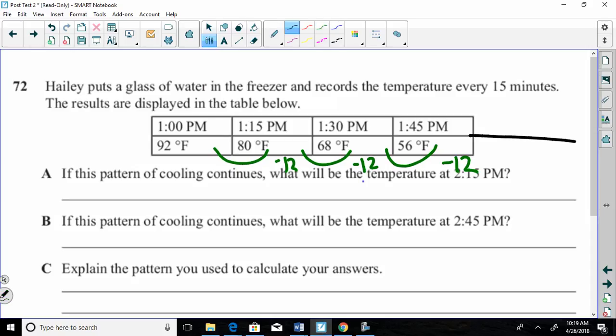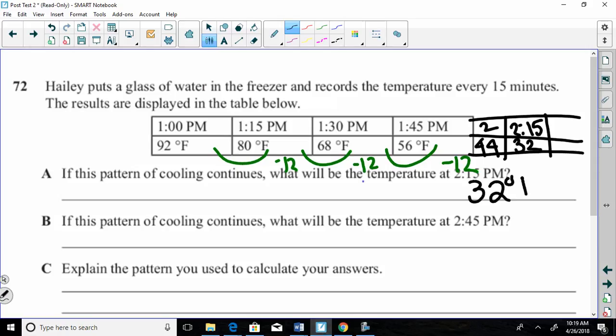I would just continue this on. So what's 15 minutes past 1:45? 2. And so what's 56 minus 12? 44. At 2:15, 15 minutes later, 32. When you subtract, you end up getting 32. So this answer, 32 degrees.